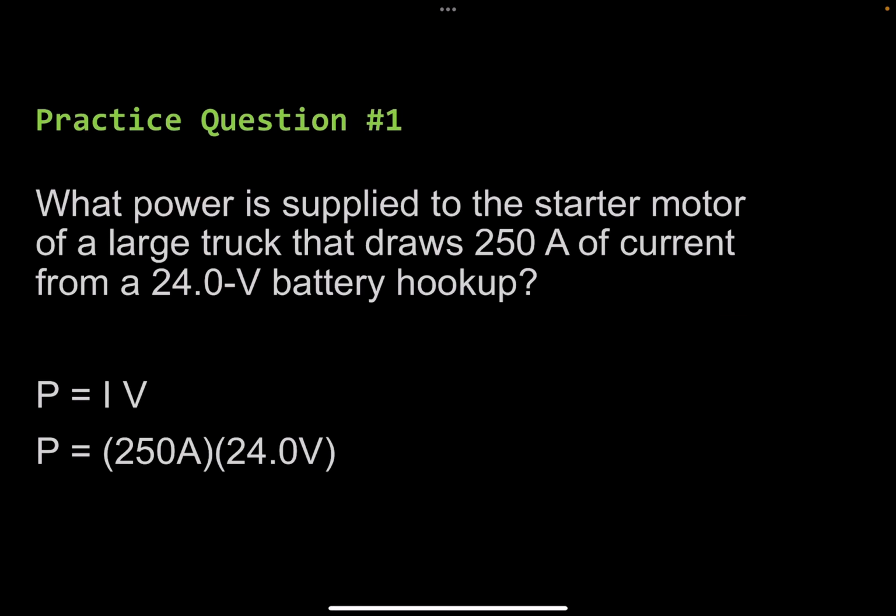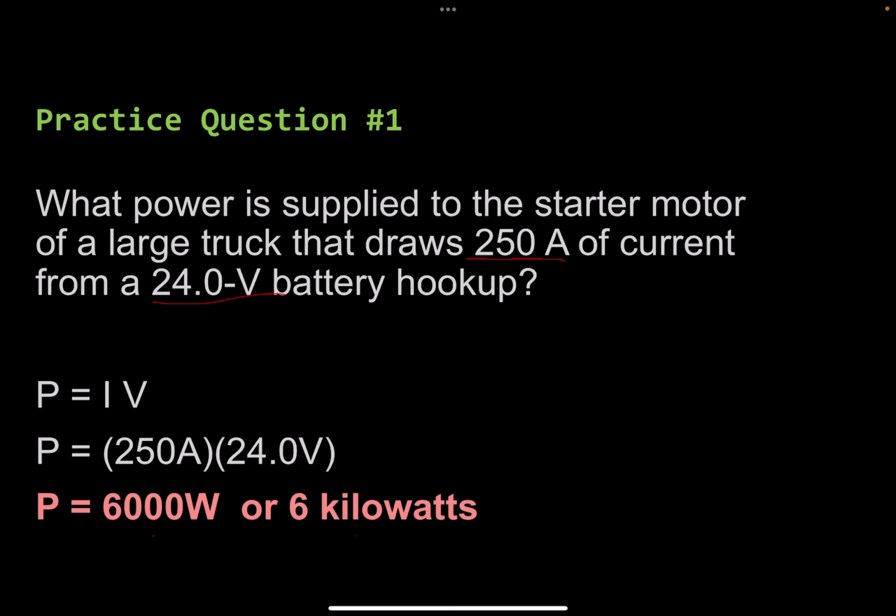So practice number 1, what power is supplied to a starter? Okay, so we have 250 amps and a 24 volt battery. So again, pretty easy. We're just taking out the correct variables and putting them in the correct spot in order to get the correct power in this case. And so we have 6,000 watts or 6 kilowatts.